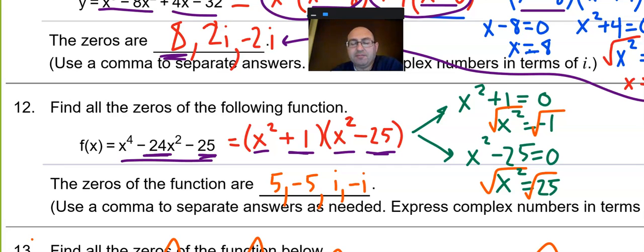And set the two factors equal to 0, as I showed you. Of course, one of them splits out plus and minus i, like we've done before. The other one just spits out plus and minus 5. So, wrote all the answers down here.